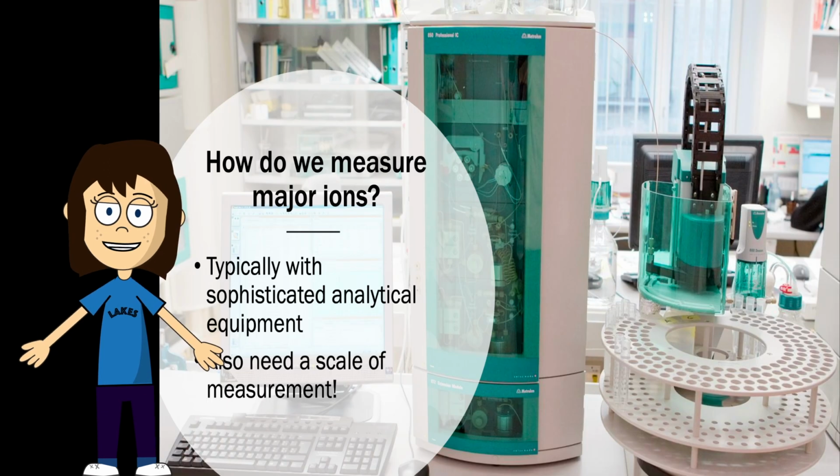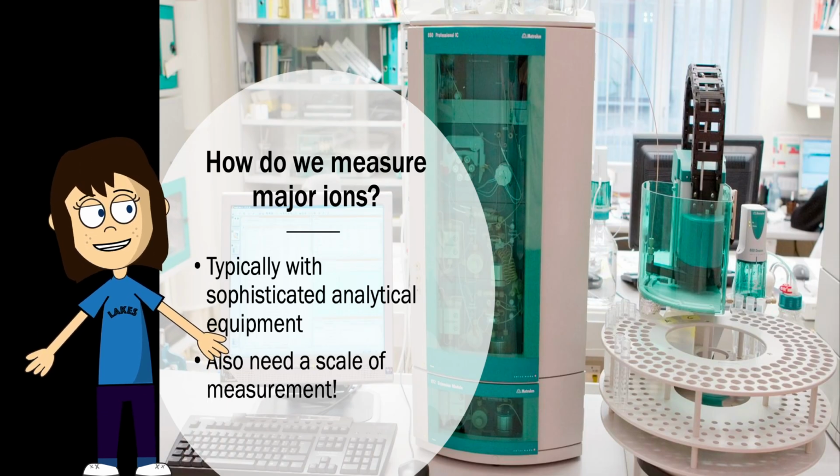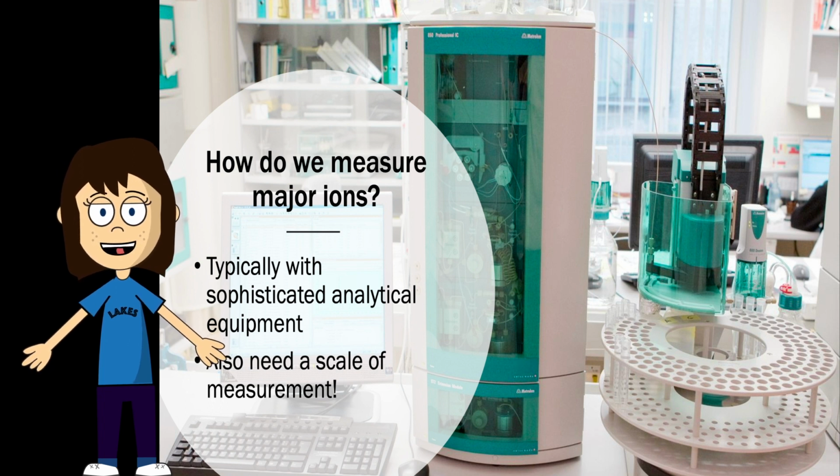So how do we measure major ions? Well, these days we typically do it with sophisticated analytical equipment in a laboratory. And we do it by comparing water samples to reference samples that we know the concentration of. But to do so, we need a scale of measurement.